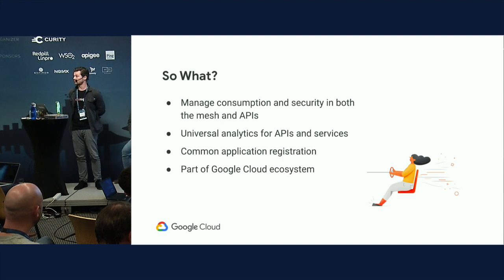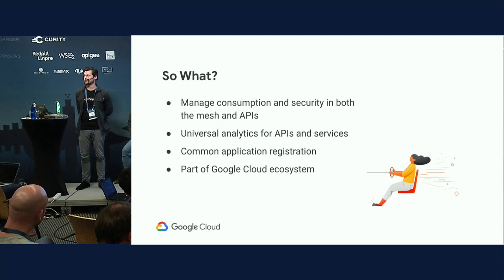We also looked at universal analytics. You'll be able to see what's happening inside the service mesh. How many API calls? Thousands of API calls inside the service mesh. But specifically, you're also able to measure and see the analytics of the API calls coming from the outside. And you can measure all the different turnstiles that are out there and how many API calls they are consuming. So there's a common application registration because it's all handled the same way by Apogee.